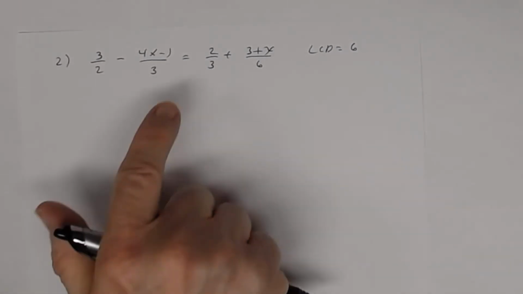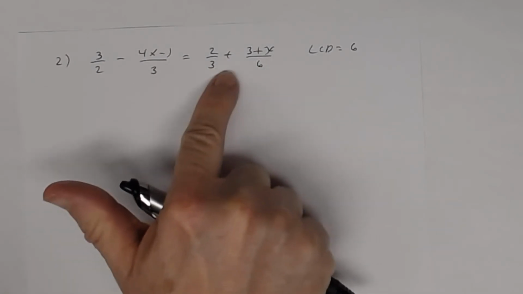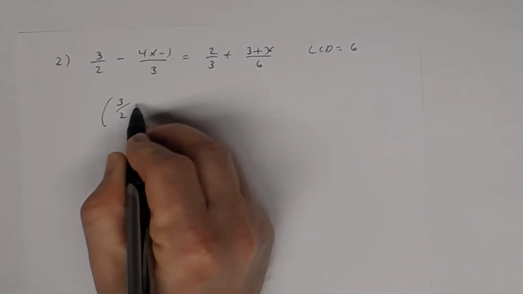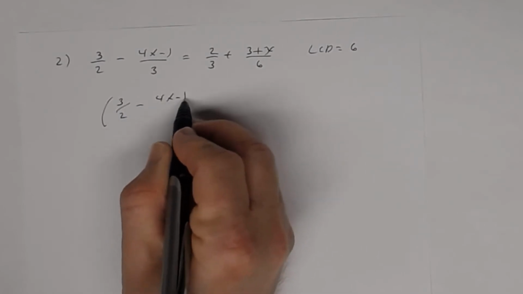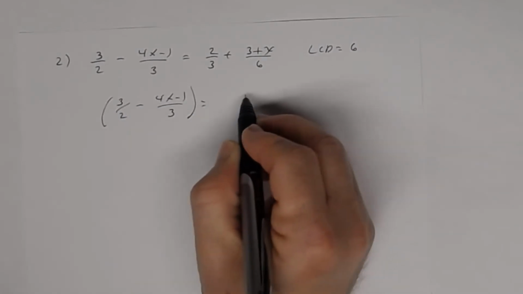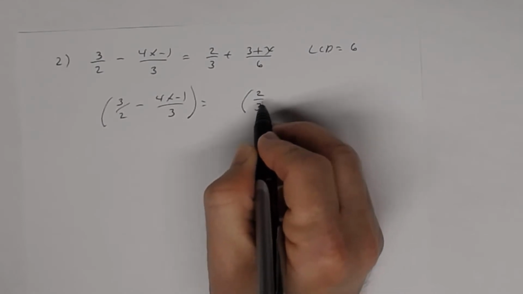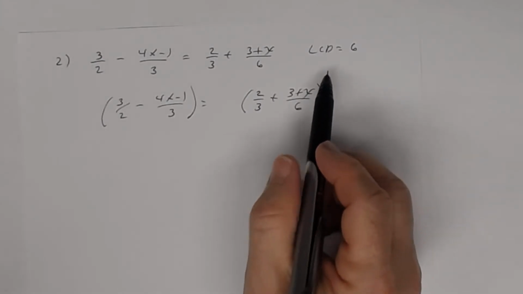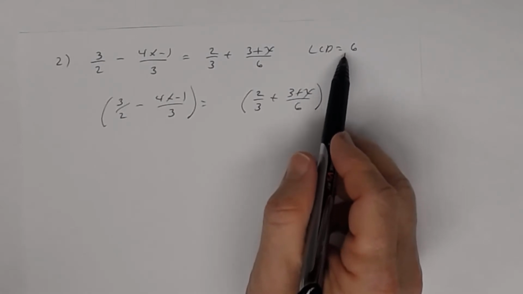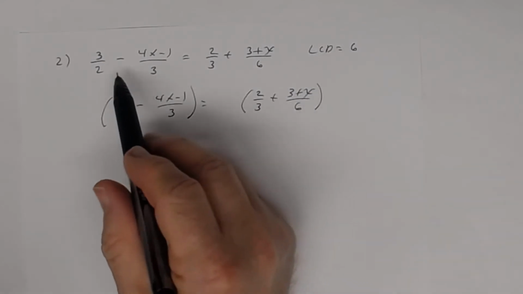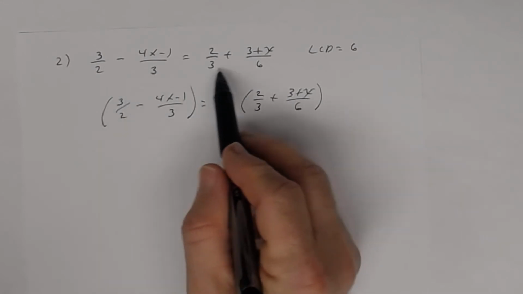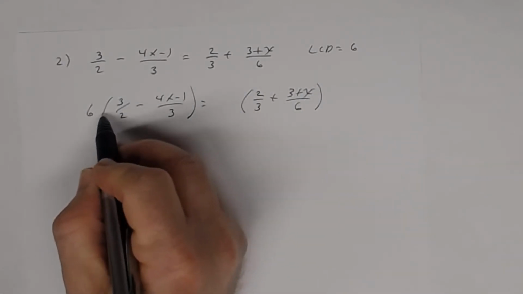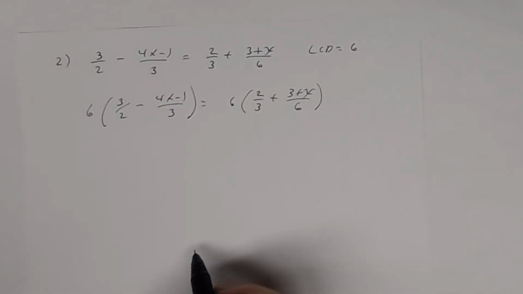All right, now notice this time I have 2 fractions on each side. So I'm going to put both of those in parentheses, just like this. 3/2 minus (4x minus 1)/3 equal, and on this side you have 2/3 plus (3 plus x)/6. And then remember, the whole purpose of using the LCD is to go ahead and clear those fractions. So I'm going to multiply both sides by that LCD. So I'm going to say 6 times this side and 6 times this side.